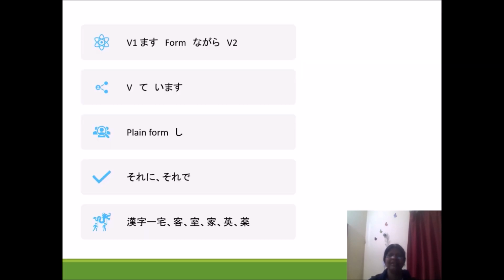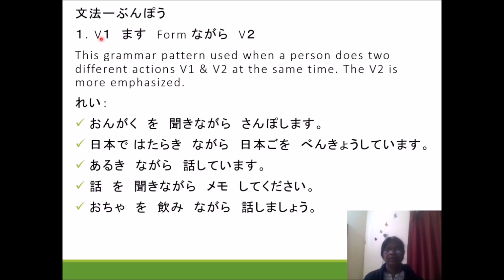Let's start. In this lesson, we will learn verb masu form + nagara, verb 2, verb te form imasu, plain form shi, sore ni and sore de, and some kanji. Bunpo. Verb masu form nagara, verb 2.